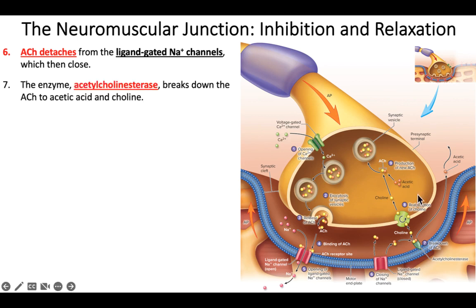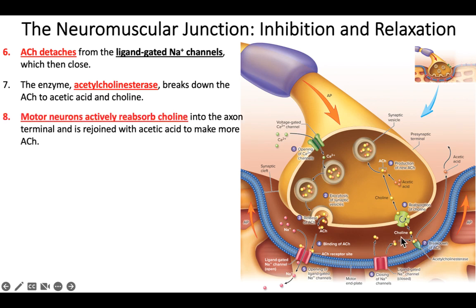Then acetylcholine gets broken down. So there's an enzyme in here. So here's this little enzyme shown here in green called acetylcholinesterase. So acetylcholinesterase breaks down acetylcholine because you've got to get rid of it. If you leave the acetylcholine floating around in here, you're going to keep stimulating the muscle. So you've got to break it down. You've got to get rid of it.